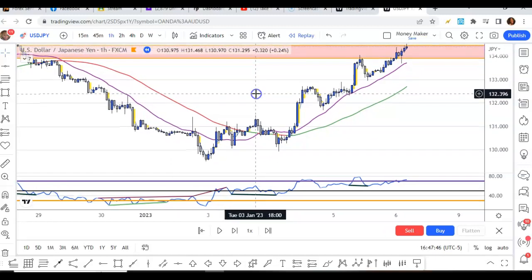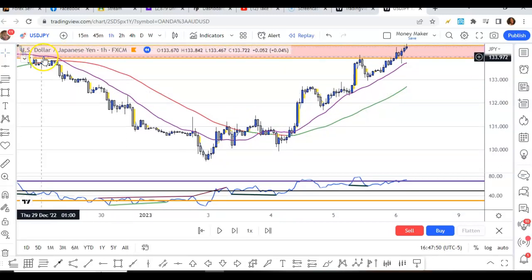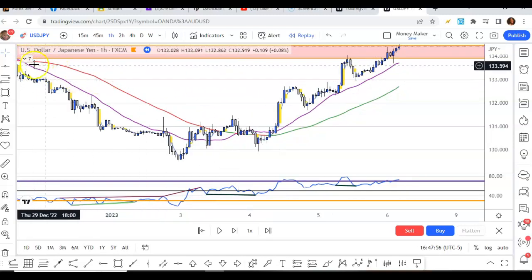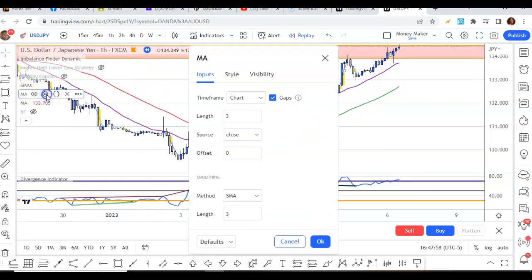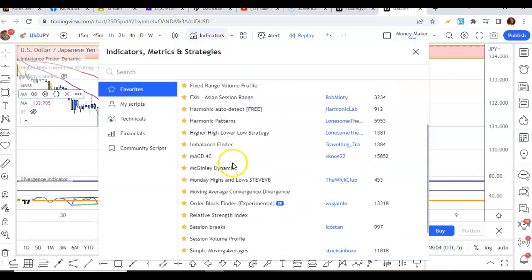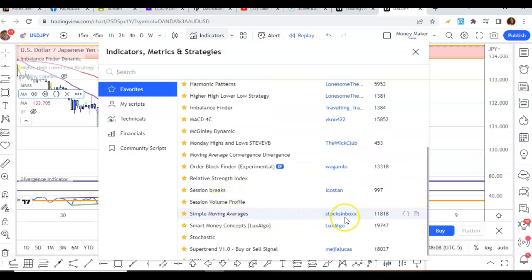The settings for them are the simple moving average, and the settings are the 3, the 20, and the 50, close, okay, for the inputs. And let me show you what that looks like. So this is the 3, and the indicator is literally Moving Average, Simple Moving Averages by Stocks and Box, okay?